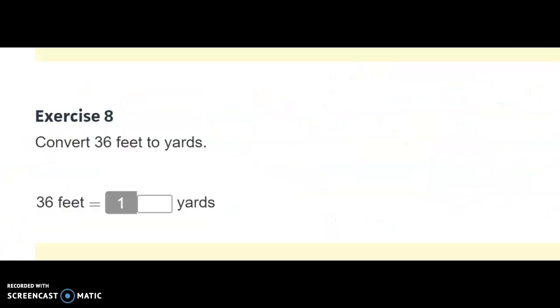This is so easy, I'm not even going to go over it. There's 36 feet and you have to convert it to yards. Well, I know that there's 3 feet in each yard. So how many yards would there be? You're going to take your 36 and divide it by 3, and that'll give you your answer.